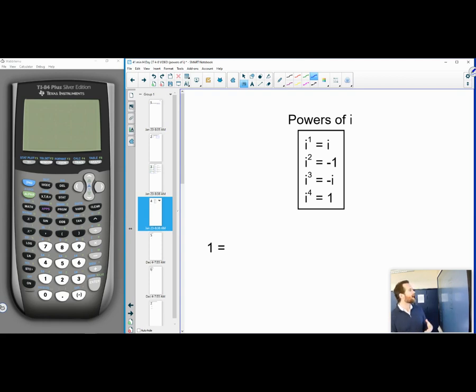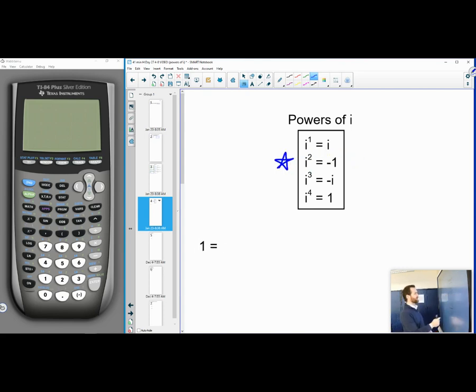Now, I'll be honest with you. I don't always have these memorized. The only one I really always have memorized is this one right here. i squared equals negative 1. Because as long as I have that memorized, I can build the rest of the table around that. I can get to i to the third equals negative i. I can get to i to the fourth equals 1. Just by breaking it up: i to the third, that's i squared times i, and i to the fourth, that's i squared times i squared. So as long as you know this one right here, you'll be good.